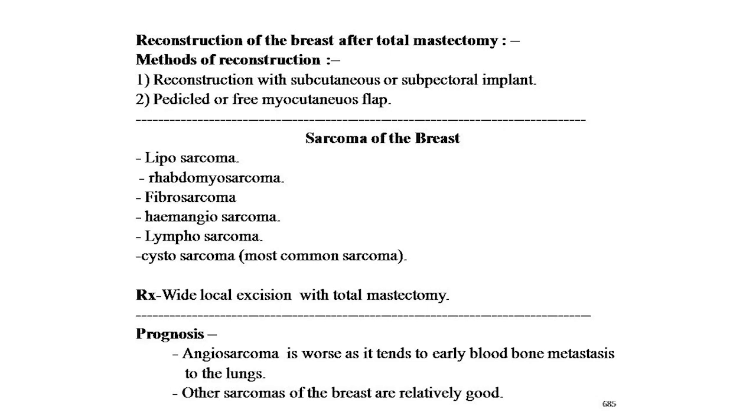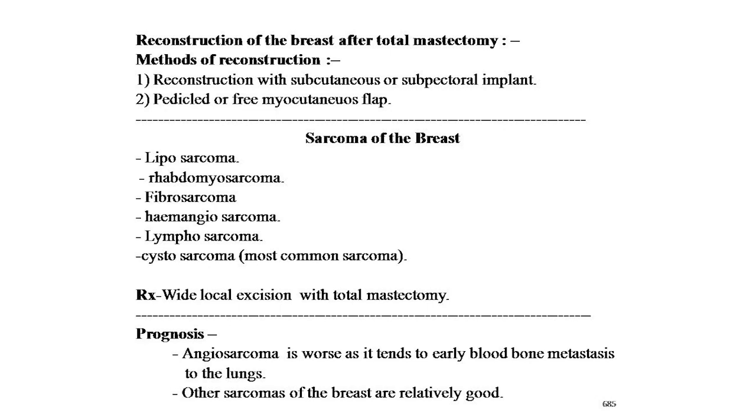Now, the next point is the sarcoma of the breast. There are various sarcomas which may be found in the breast, such as liposarcoma, rhabdomyosarcoma, fibrosarcoma, hemangiosarcoma and lymphosarcoma. But these are rare. Cystosarcoma is the most common sarcoma.